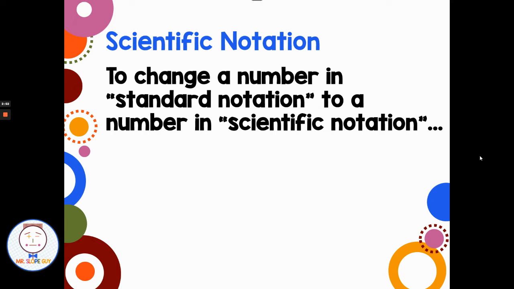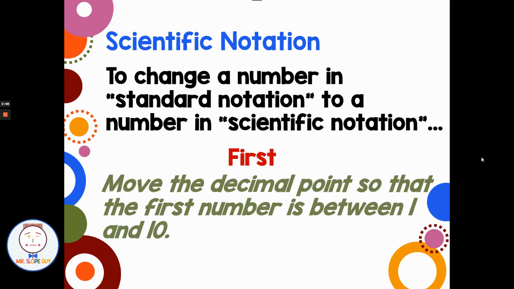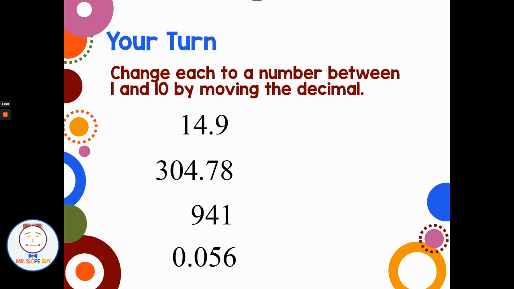So to change a number from standard notation to scientific notation, we're going to first move the decimal point so that the first number is between 1 and 10. So our first step is always going to be to get that first number to be between 1 and 10. So I want you guys to take these 4 numbers, write them down, and move the decimal to make them between 1 and 10, and then restart the video. So pause the video here.